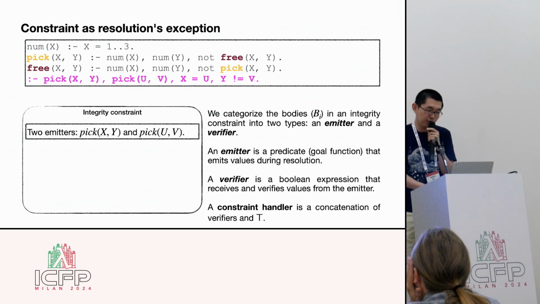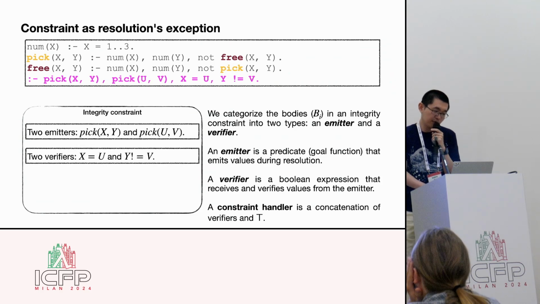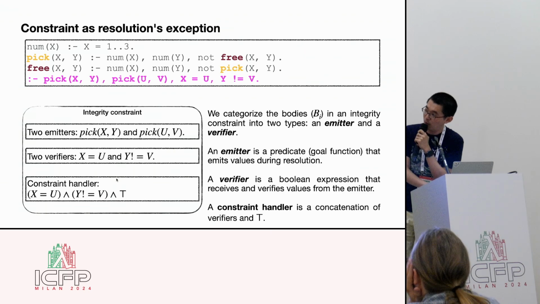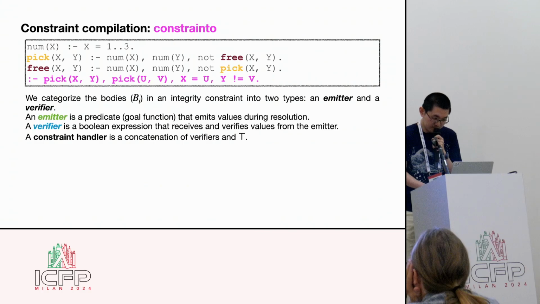So this is one constraint. Here we have two emitters, peak XY and peak UV, and verifiers: X equals U, Y not equal Y, Y not equal V. Then this is the constraint handler. The constraint handler basically just concatenates all the verifiers together with the top. So once everything is true, then it's violated.